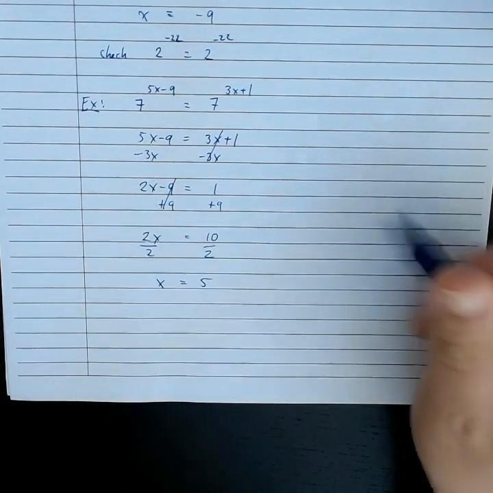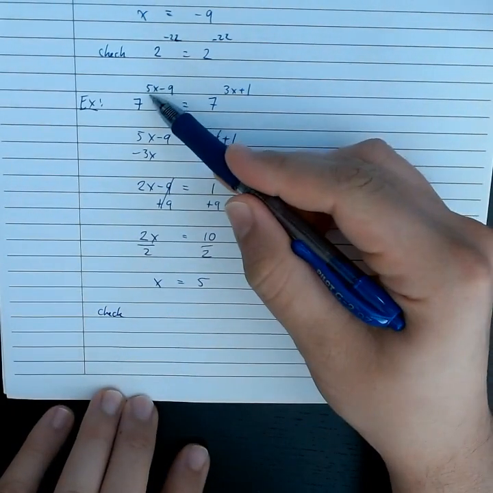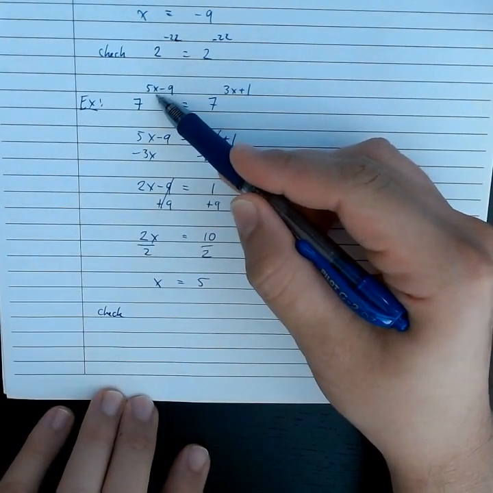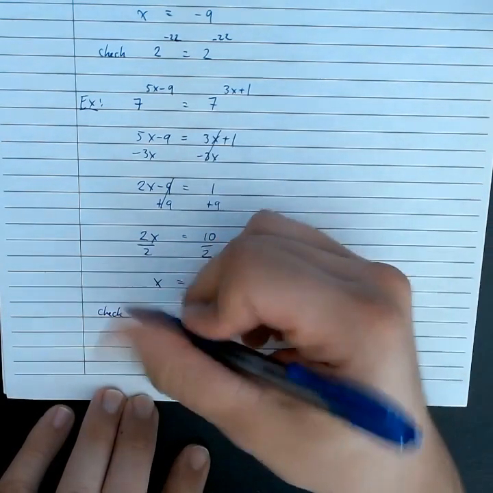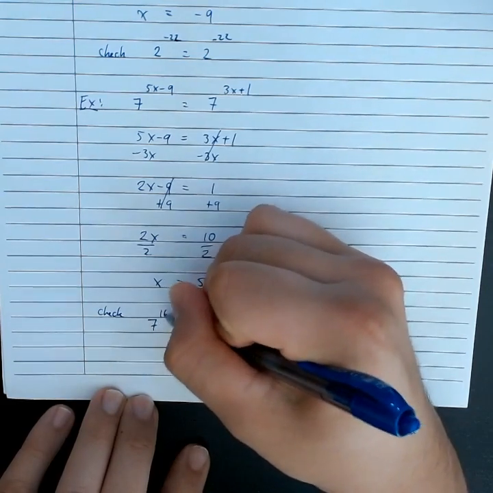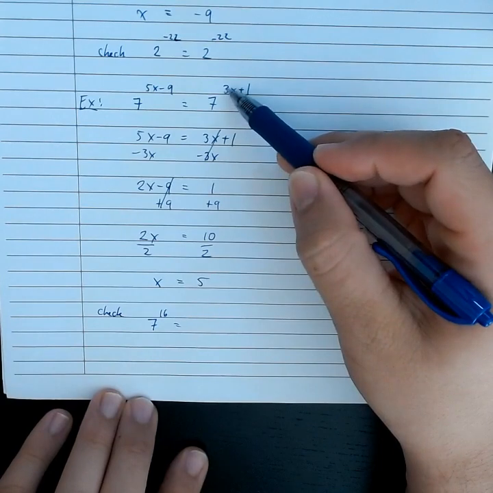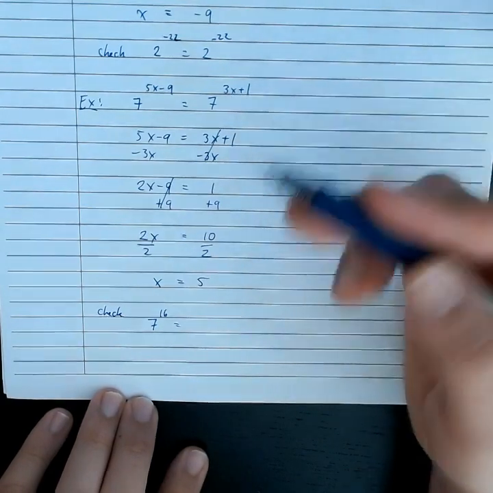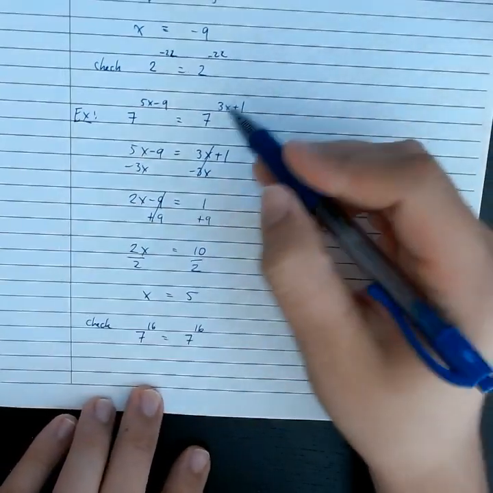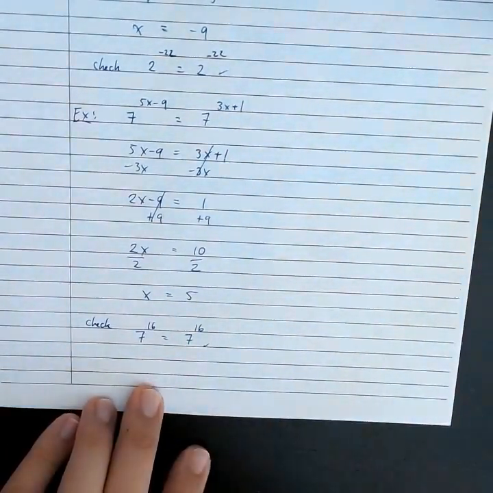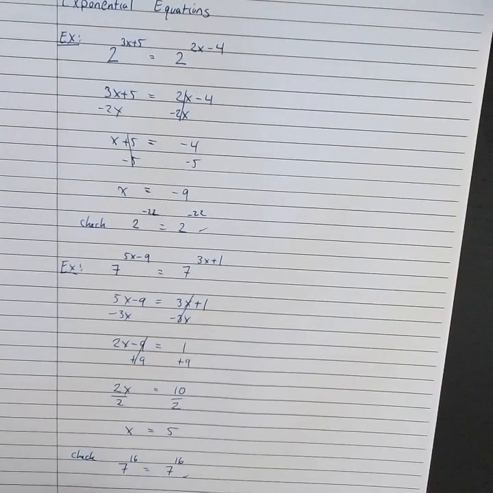And I could even check that if I want to, right? I can check this. 5 times 5 is 25. 25 minus 9 will give me 16. So that's 7 to the 16 power equals, let's see here, 5 times 3 is 15, plus 1 more is 16. So the left side and the right side are the same. So yeah, that works out. We can check our solutions by plugging them into our equations, and those work out quite nicely.